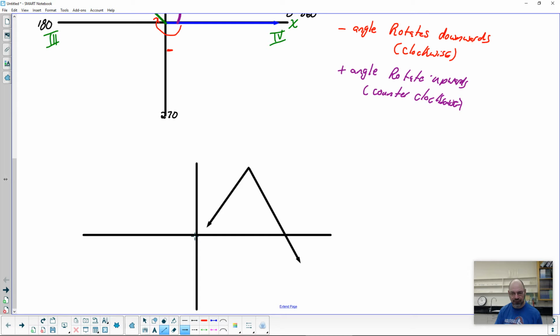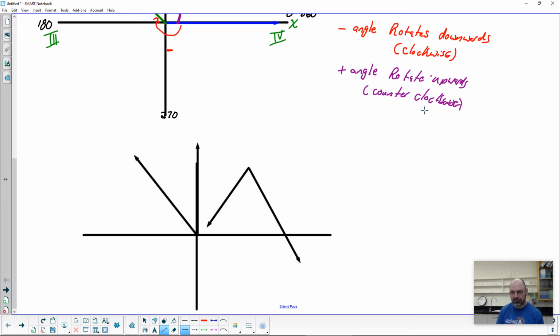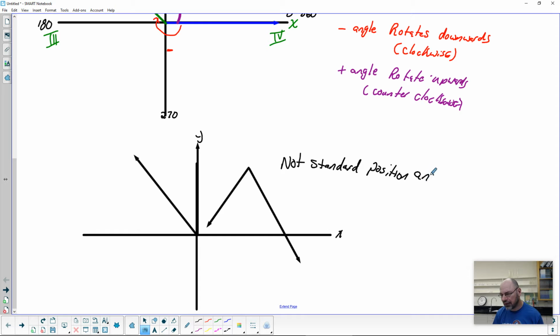If you have an angle that looks like this, it's starting on the y-axis, not the x-axis. So, sorry about that. If you get these weird looking angles like that, these are angles, but they're not standard position angles. So these are not standard position. Okay, so that's our first topic.